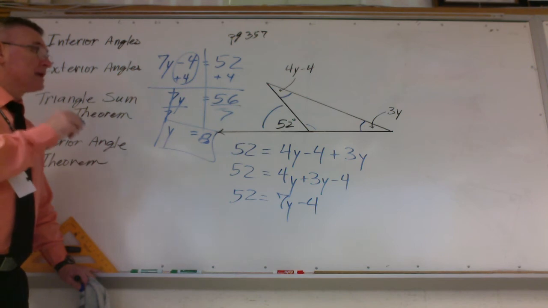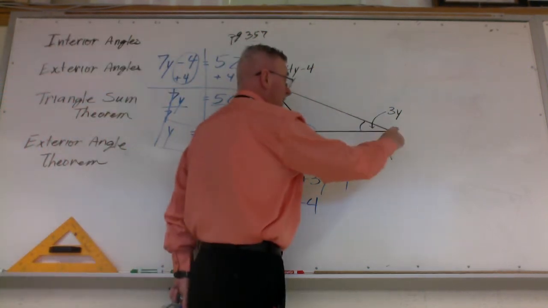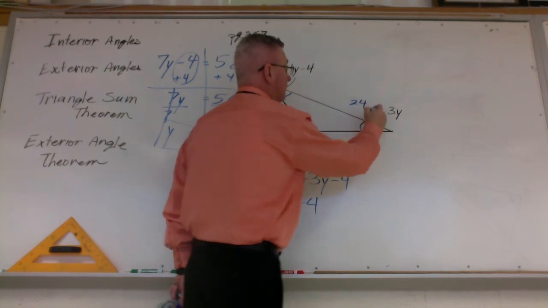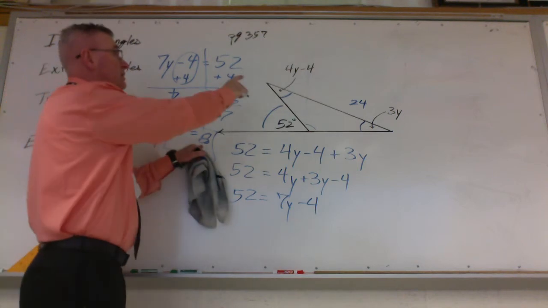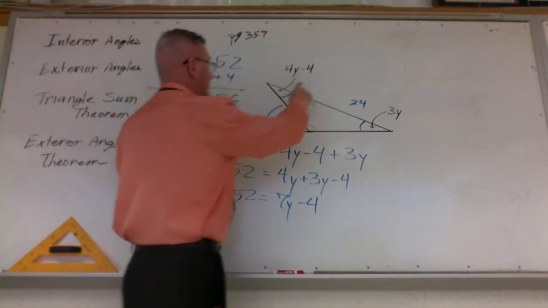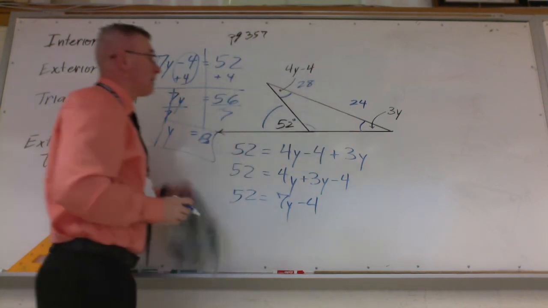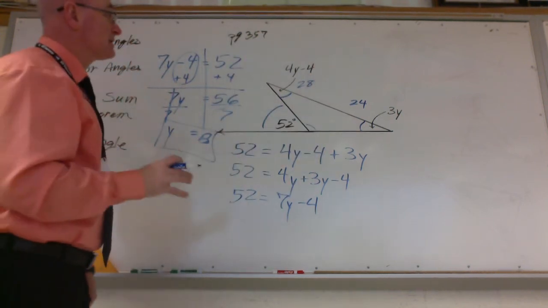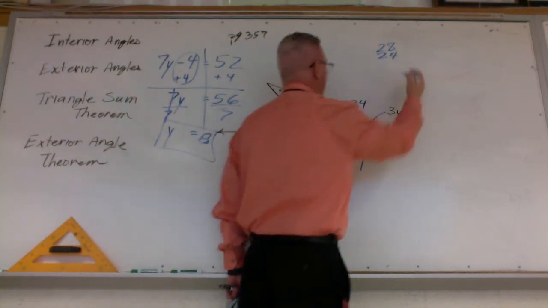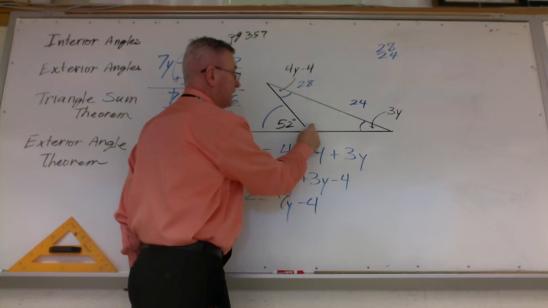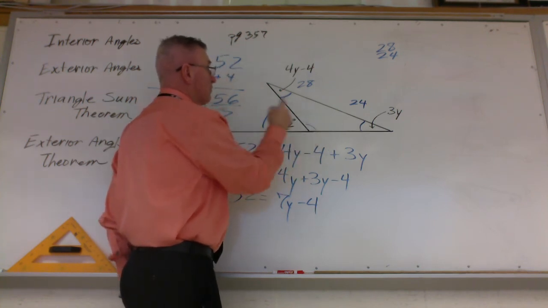So what does that mean for us? Well, if y equals 8, that means 3y equals 24. And 4y minus 4: 8 times 4 is 32, minus 4 is 28. Now the way we can check this is we can add 28 and 24 plus whatever is inside here, and we know that this is 180. So I took 180 minus 52.